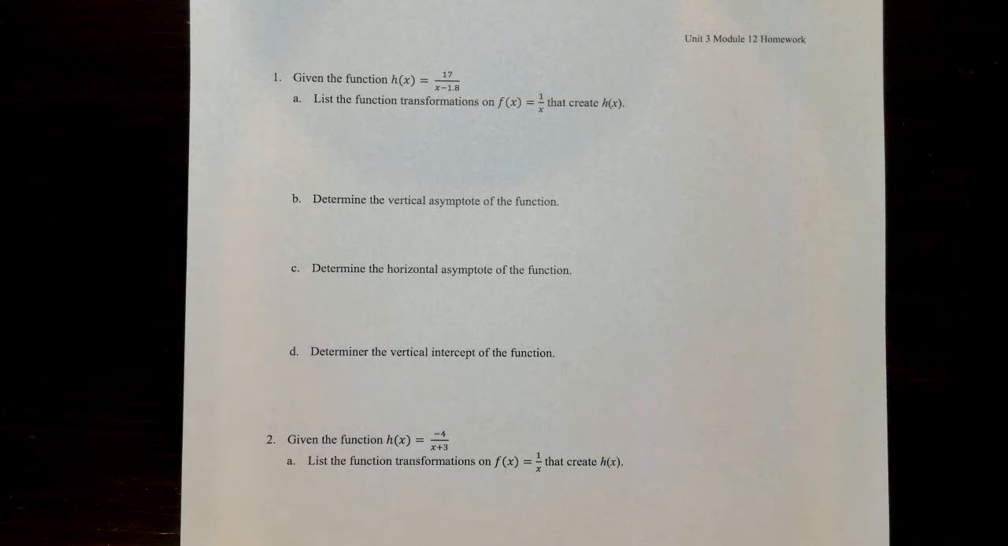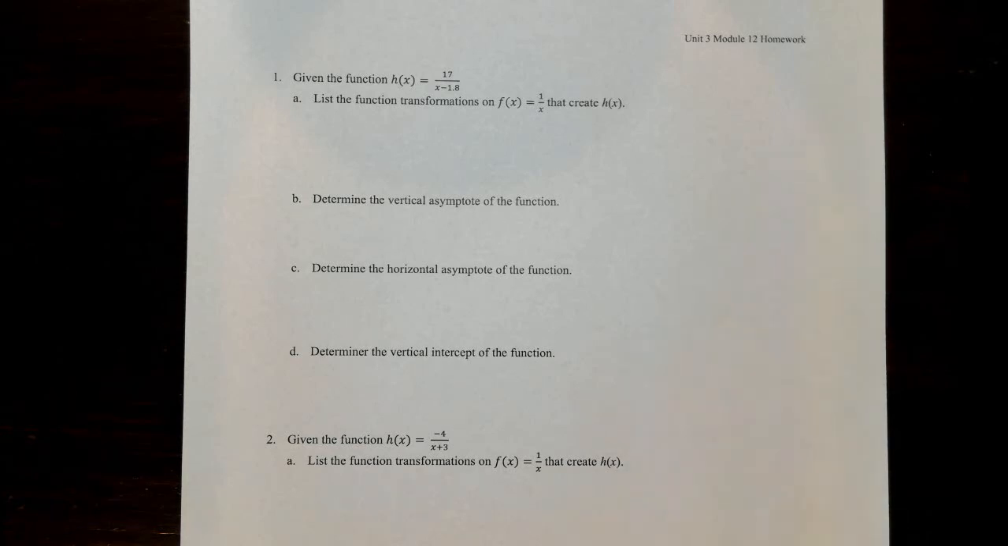Hello class, today we're going to be going over Module 12 homework. Module 12 is on rational functions. A rational function is any function that is a ratio of two polynomials. So we'll have a polynomial in the numerator and it's being divided by a polynomial that's in the denominator. So let's get right into this.